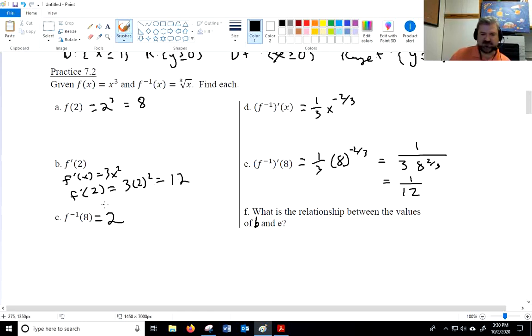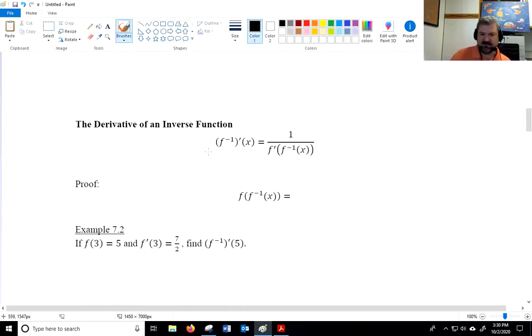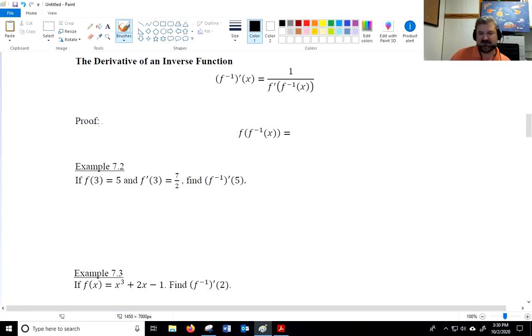So you can see this relationship that f inverse of 8 is 2, and f prime of 2 is 12, and f inverse prime of 8 is 1 over 12. So there's this relationship between these values. And that relationship is this: that the derivative of an inverse function denoted f inverse prime of x is equal to 1 over f prime of f inverse of x.